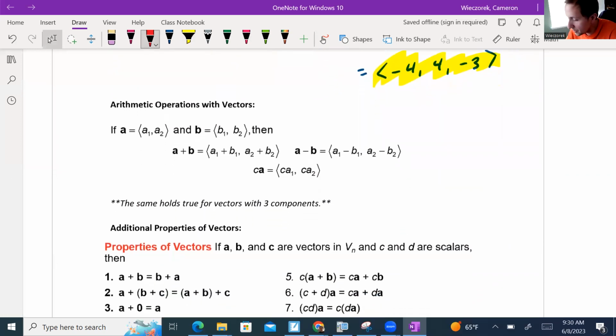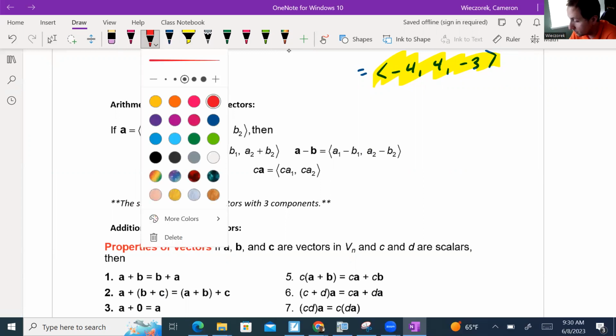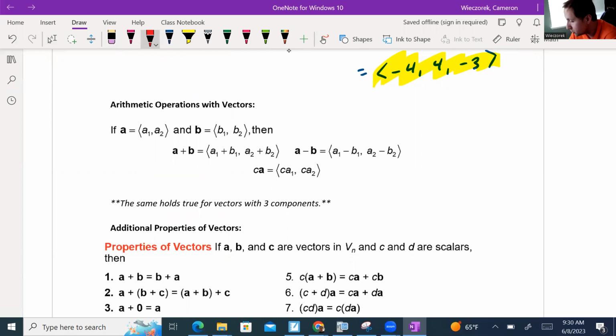Okay, so now we get into some of the algebra of vectors, which is a little bit easier than graphing them. Arithmetic operations with vectors works very much like what you would expect. If you want to add 2 vectors together, you can add their components together. If you want to subtract 2 vectors, you can subtract their components. If you want to perform scalar multiplication on a vector, you can distribute the scalar to each component of the vector. So that's all these are saying here. We'll look at some examples on the next page.